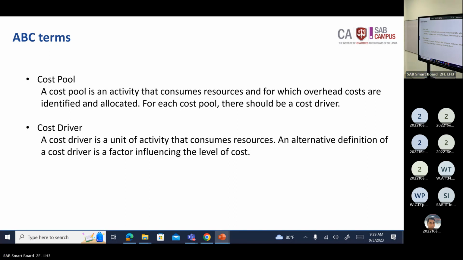So that cost pool is an activity that consumes resources for which overhead costs are identifiable and allocated.